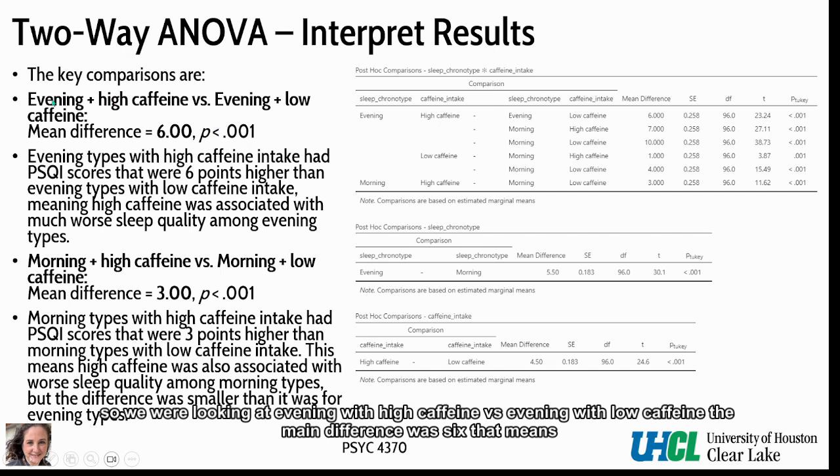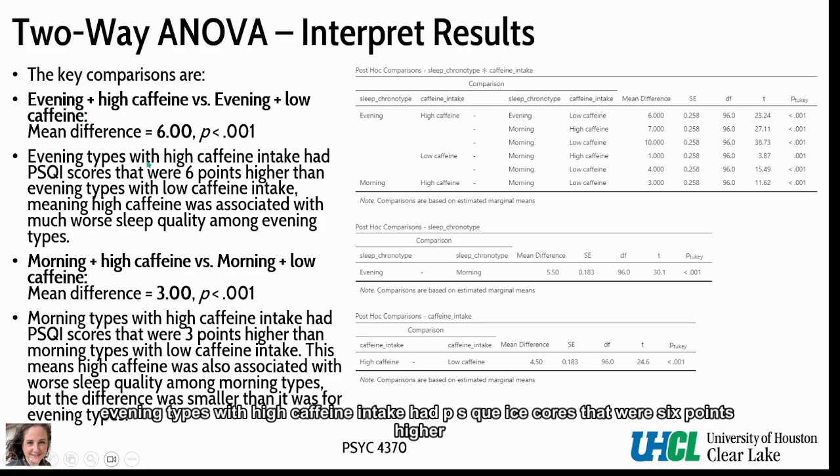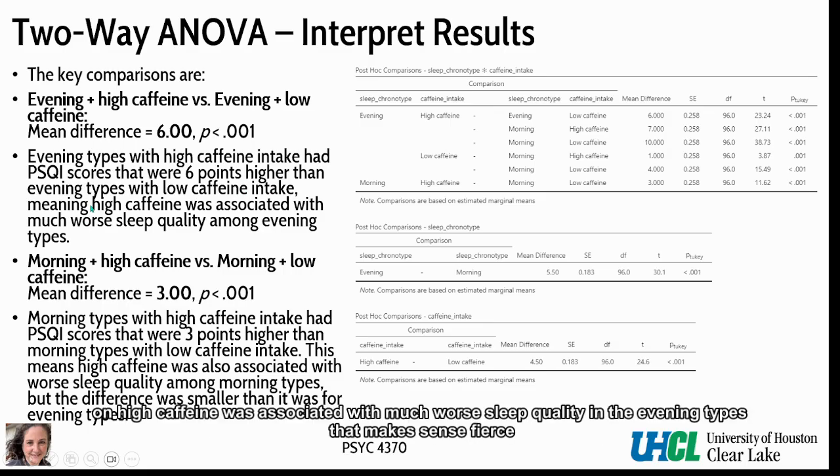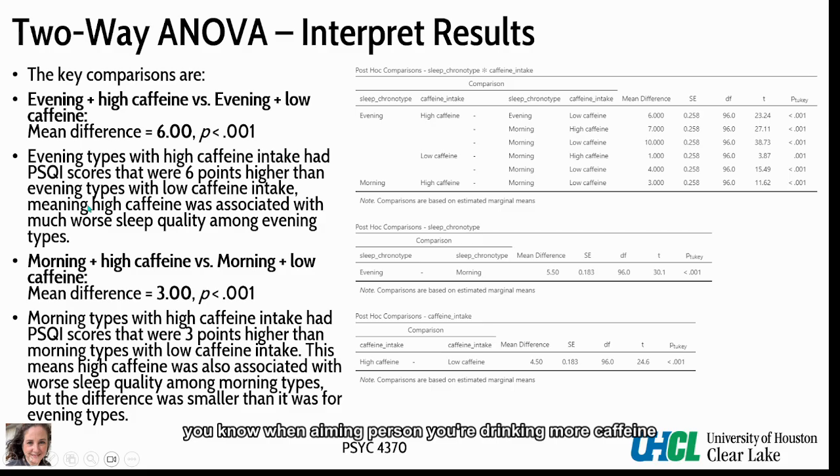So we were looking at evening with high caffeine versus evening with low caffeine. The mean difference was 6. That means evening types with high caffeine intake had PSYC scores that were 6 points higher than evening types with low caffeine intake. And that means that high caffeine was associated with much worse sleep quality in the evening types. And that makes sense. If you're an evening person, you're drinking more caffeine to stay awake, then your PSYC score is going to indicate that you had worse quality sleep.